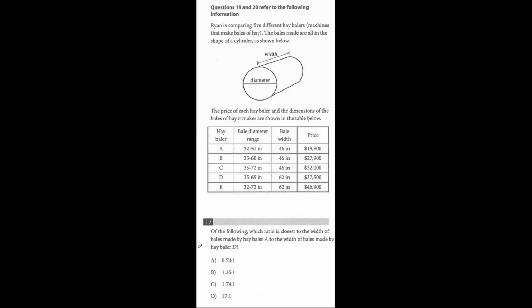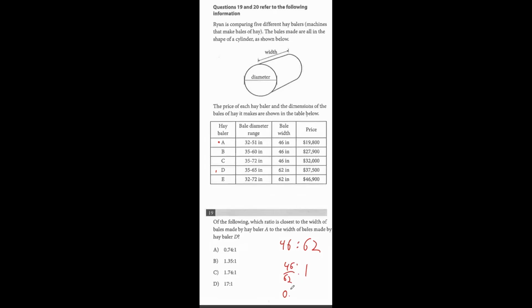Okay, so for question 19, which of the following is closest to the width of the bales made by A to those made by D? So we have A and D. So 62 versus 46, which it seems like they narrow down the highest value to 1. So this would just be 1. And then this would just be 46 over 62, which would just be 0.74 to 1. So the correct answer is A.